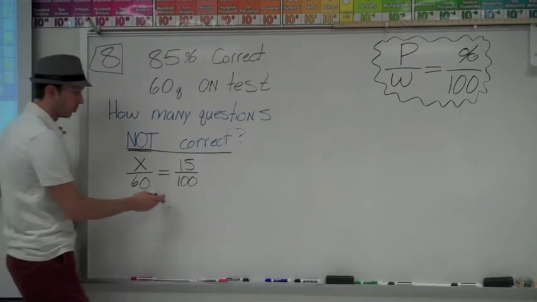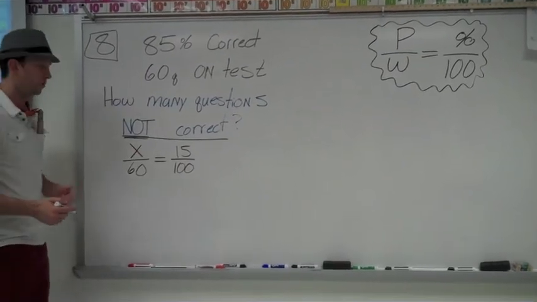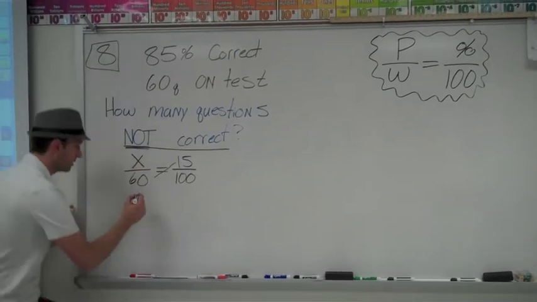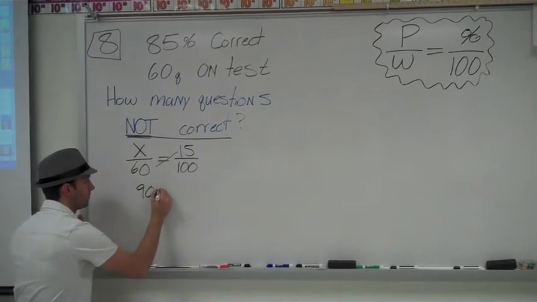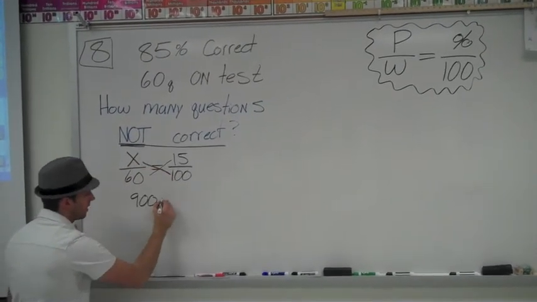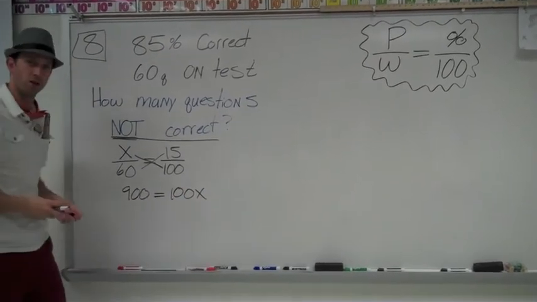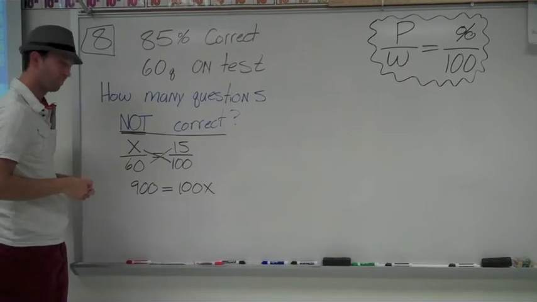Now we have a nice proportion that we can solve by cross multiplying. 15 times 60 is 900. X times 100 is 100 X's, all living in Texas.